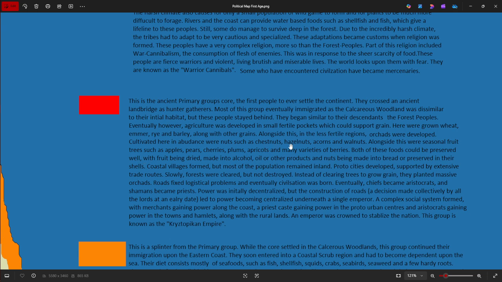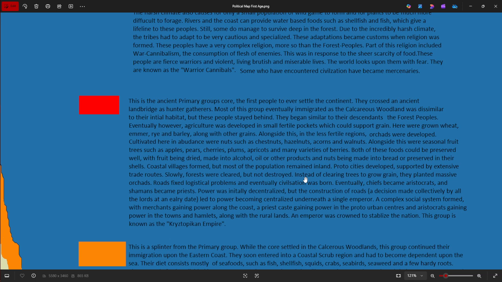They had chestnuts, hazelnuts, acorns, and walnuts. They also had apples, pears, cherries, plums, apricots, and a hell of a lot of berries. These foods could be preserved, the grain made into bread, the apples dried, and the nuts processed and made into bread also, or just preserved, so they slowly could build up surpluses of grain.